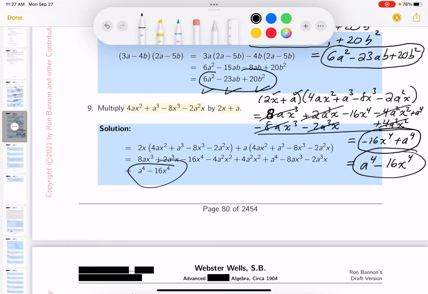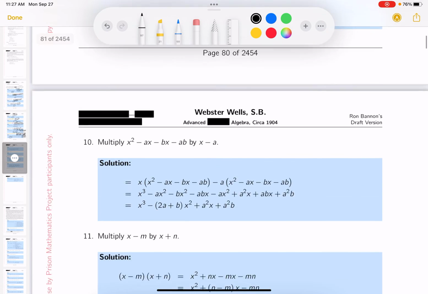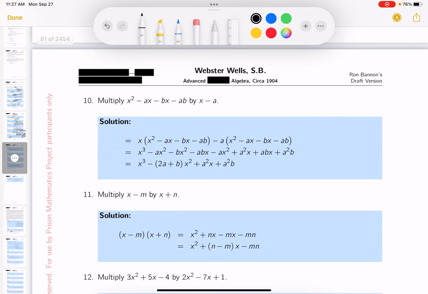All right? So let me go to the next page. And I'll write this one down for you again. And again, it really does look bizarre. And I'll write down for you what I'm seeing. I'm seeing x minus a times x squared minus ax minus bx minus ab.